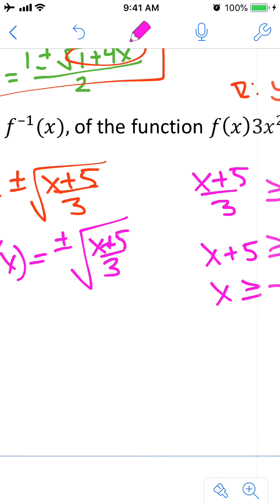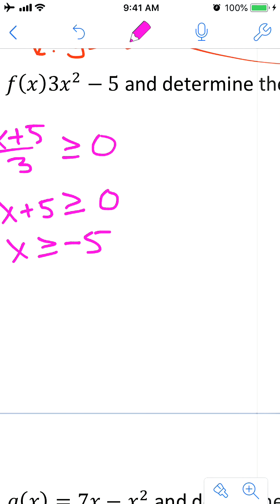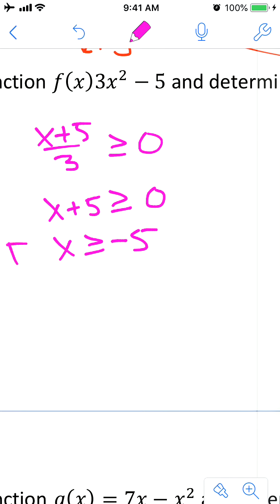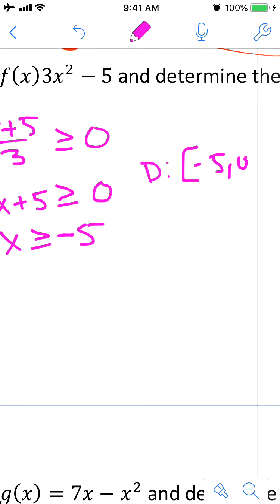I mean, if we look at it, that makes sense, right? What would give us a 0 on the top, that when we divide by 3 we still get 0? Oh, it'd have to be the opposite of that 5, right? It would be negative 5. Okay, so x has to be greater than or equal to negative 5, or we're going to get a negative number. So that's our domain. As an interval, it would be -5 to infinity.